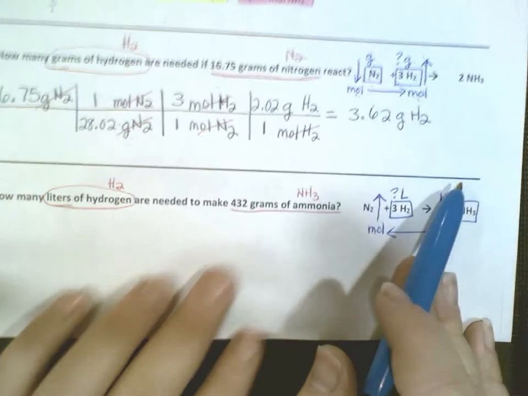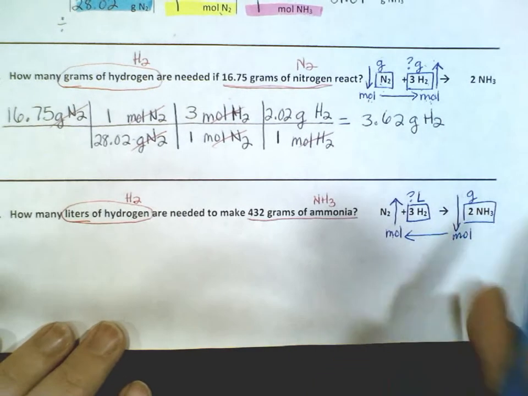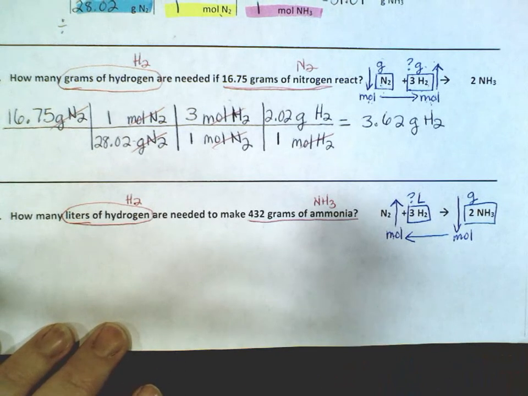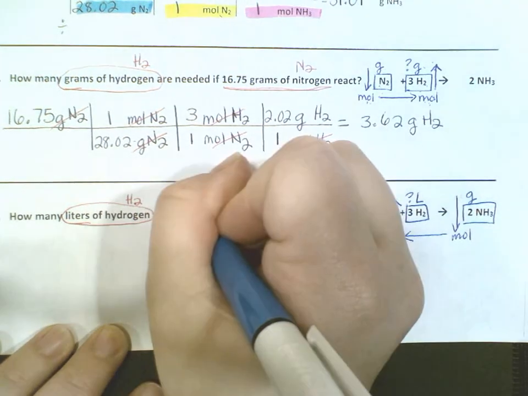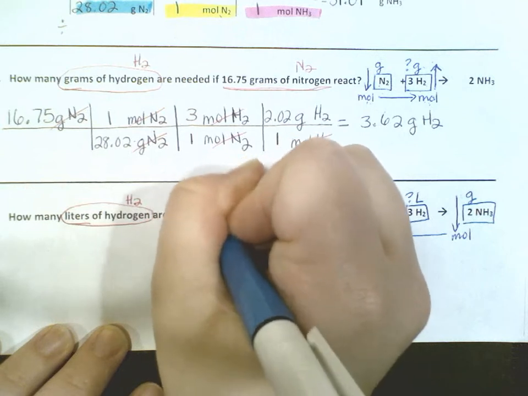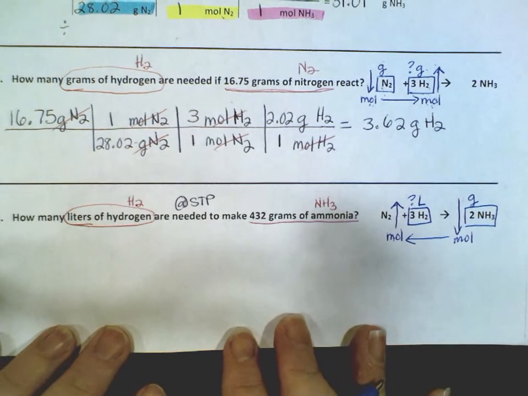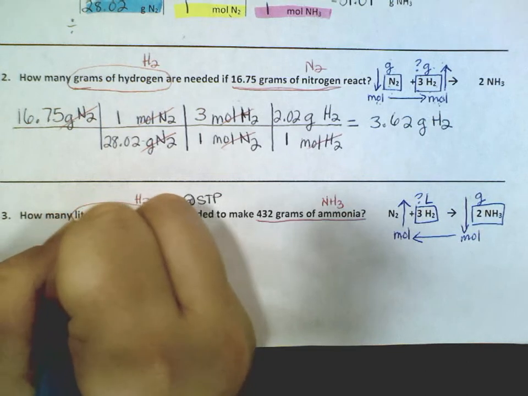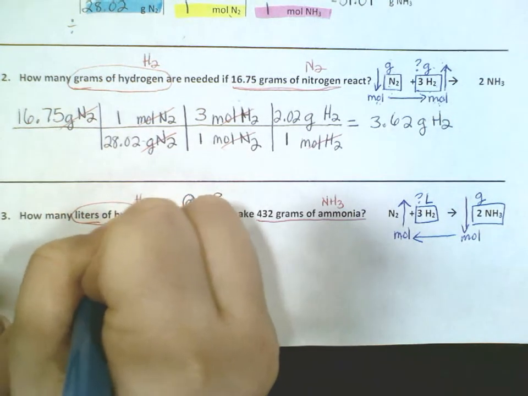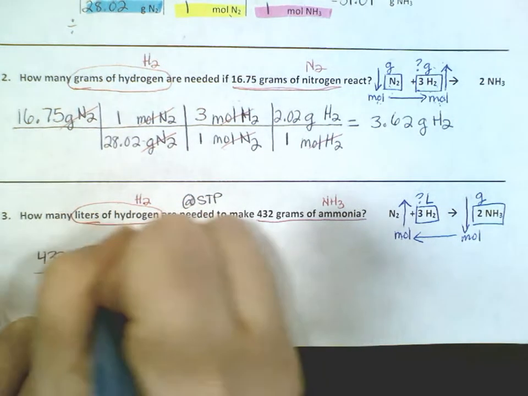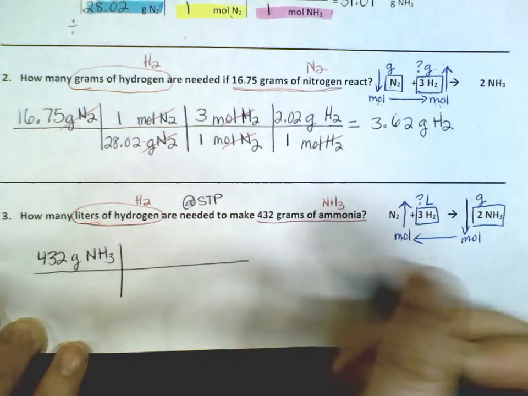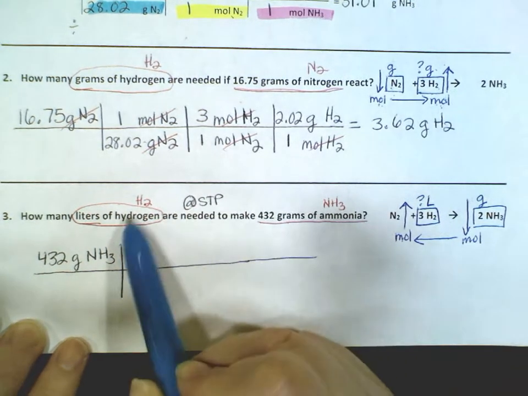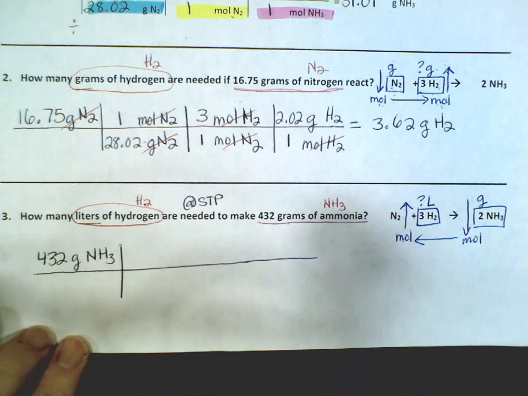One thing about our liters, we can assume that if it is asking in any of your questions for liters, you can assume it's at STP. It should have been written here, but it's at STP. So we can use the 22.4 liters. All right, so 432 grams of ammonia. So in this question, it's kind of like we know how much product we're going to make. We want to know how much we need to start with to do that.